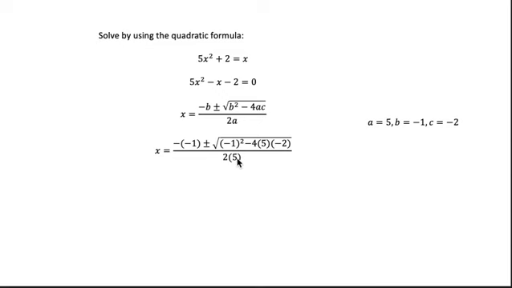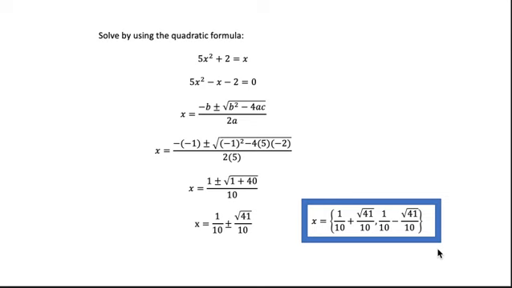Now, over the next few slides, I'm just going to simplify this quadratic formula. The opposite of negative 1 is 1, plus or minus negative 1 squared is a positive 1, and negative 4 times 5 times negative 2 is a positive 40. And 40 plus 1 is 41. So the solutions are x is equal to 1/10 plus the square root of 41 over 10, and 1/10 minus the square root of 41 over 10.